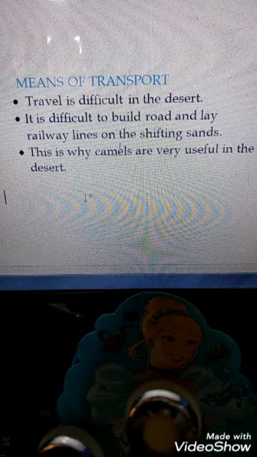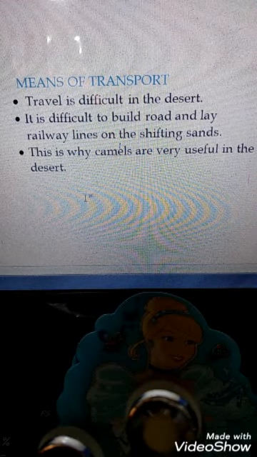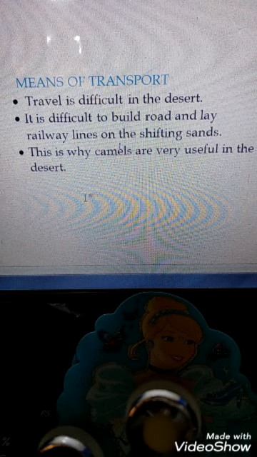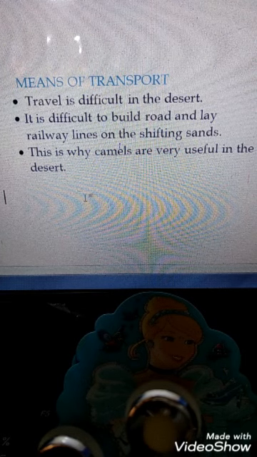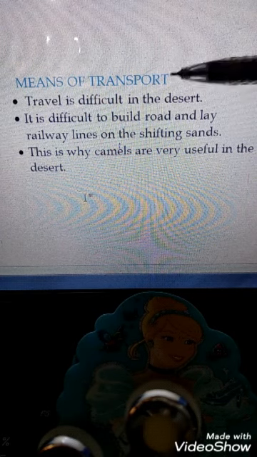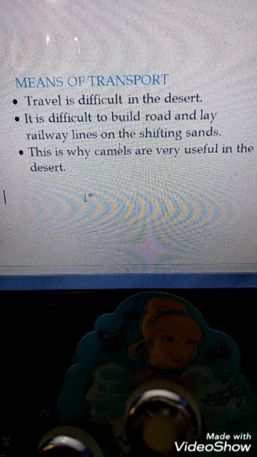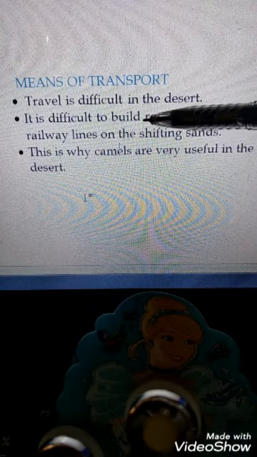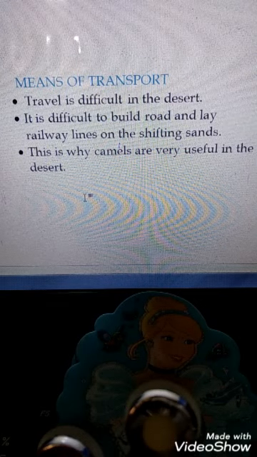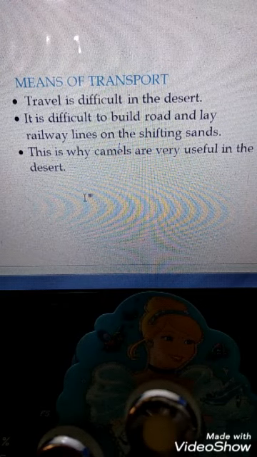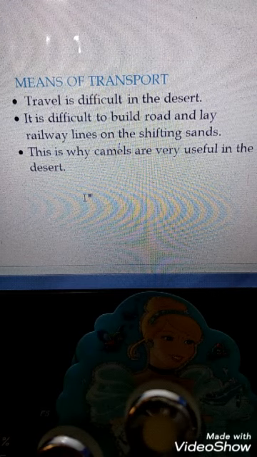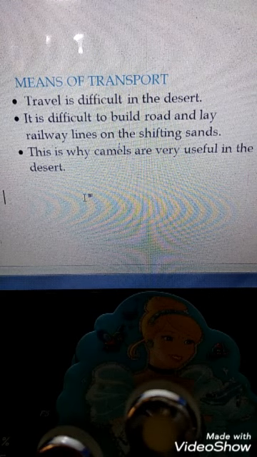Our next point of discussion is what? Means of transport. What type of transport do people generally use in the desert region? We all know that the whole area is covered with sand, so it is difficult to travel from one place to another in the desert. It is difficult to build roads and lay railway lines on the shifting sand. Because of the sandy surface, it is very difficult to construct roadways as well as railways in the desert region.